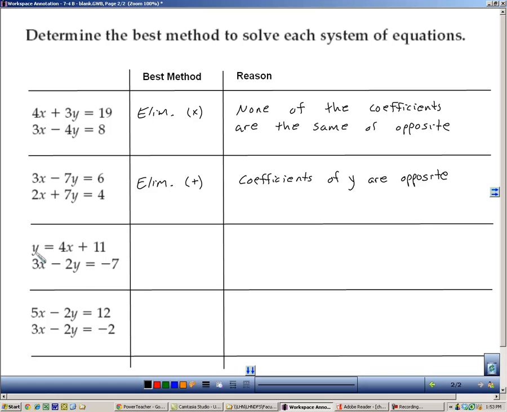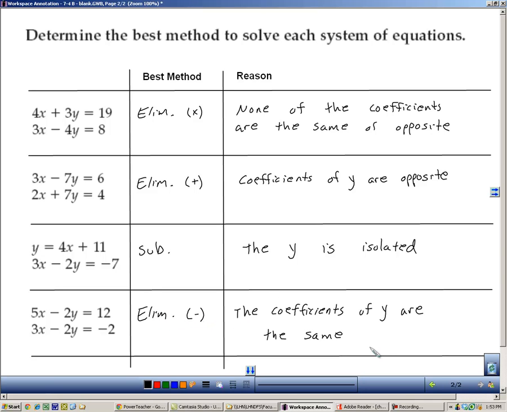Next one, I noticed the y is isolated. In that case, substitution is going to be the best. And the reason is the y is isolated, it also has a coefficient of 1, which is important. Last one, I noticed the -2 and the -2 have the same sign. And if they have the same sign, elimination with subtraction is the way to go. And the reason is the coefficients of the y's are the same.